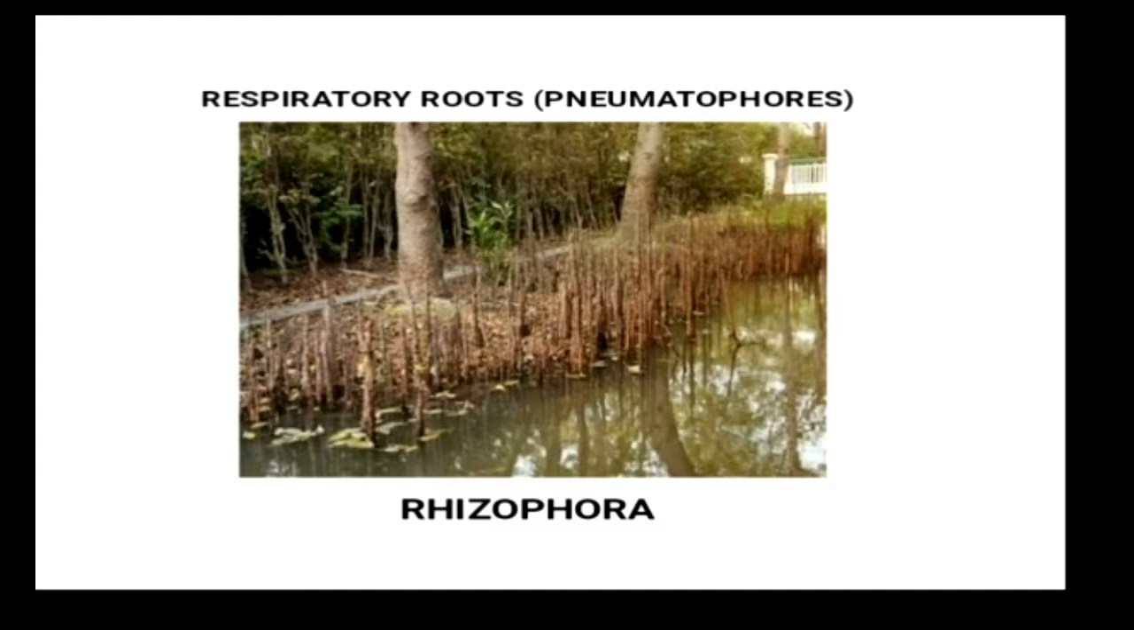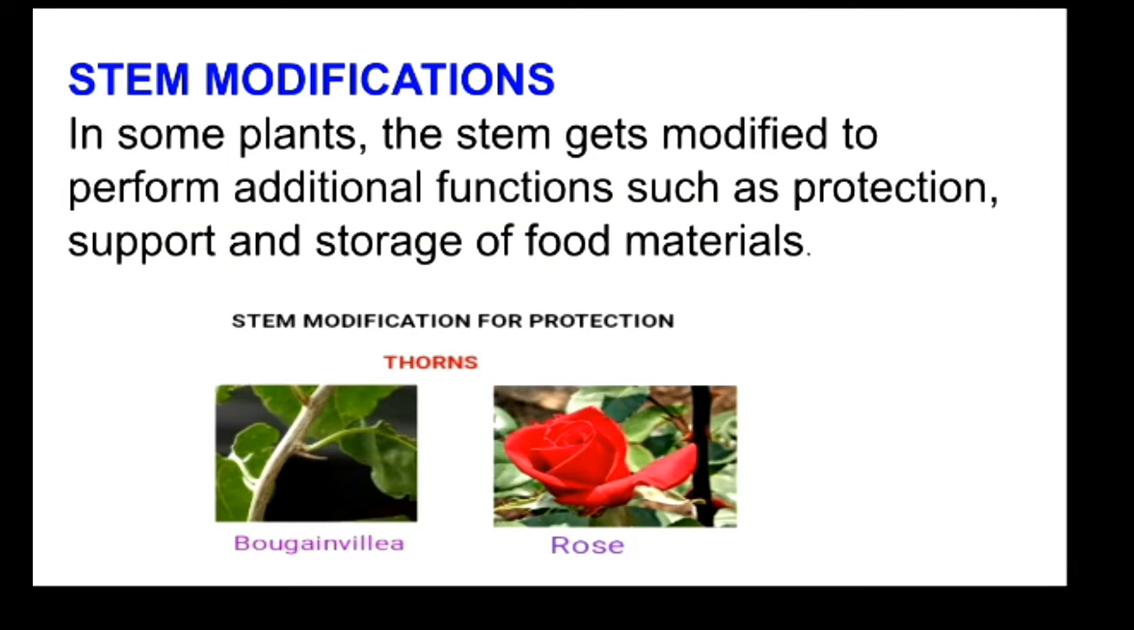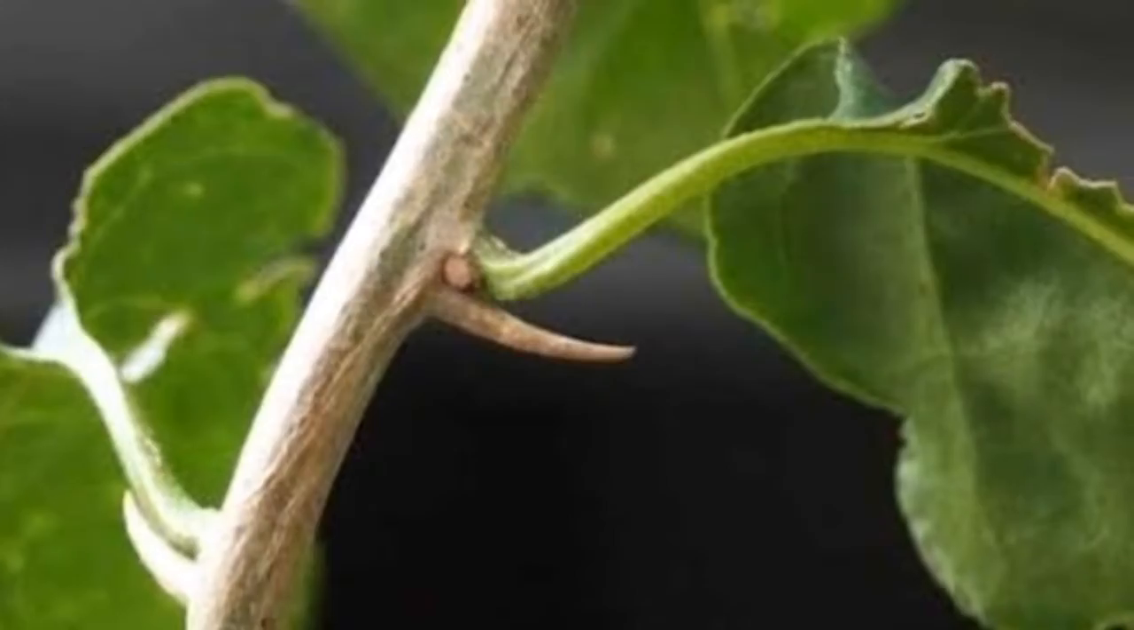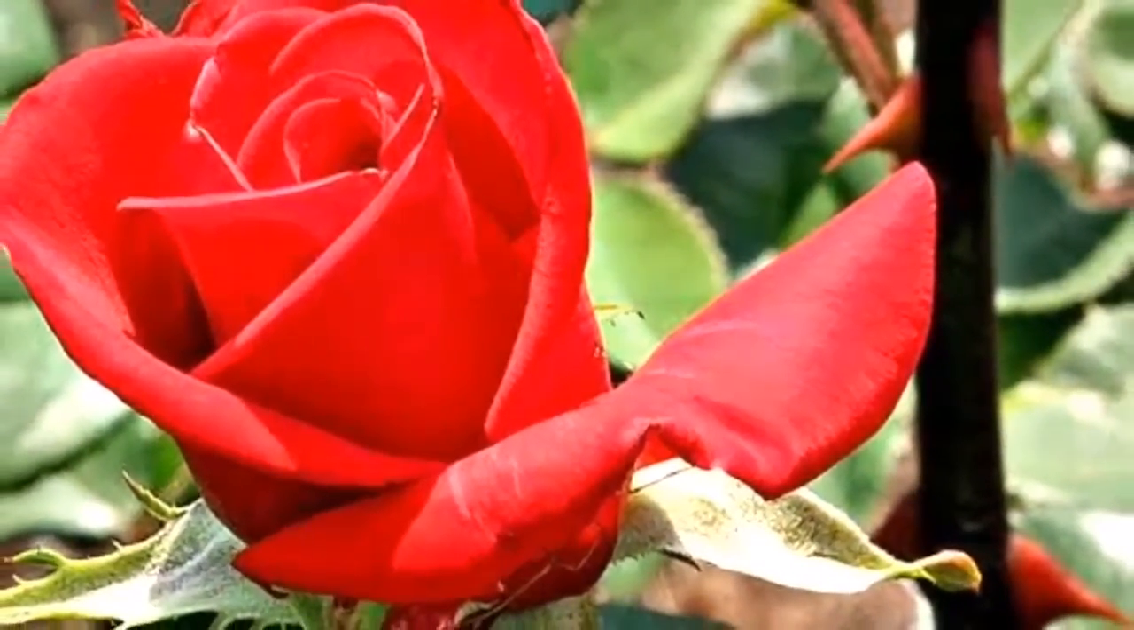pneumatophores of Rhizophora. Like roots in some plants, the stem also gets modified to perform additional functions such as protection, support and storage of food material. For protection, the stem may be modified into thorns. We can see thorns of bougainvillea and rose here.